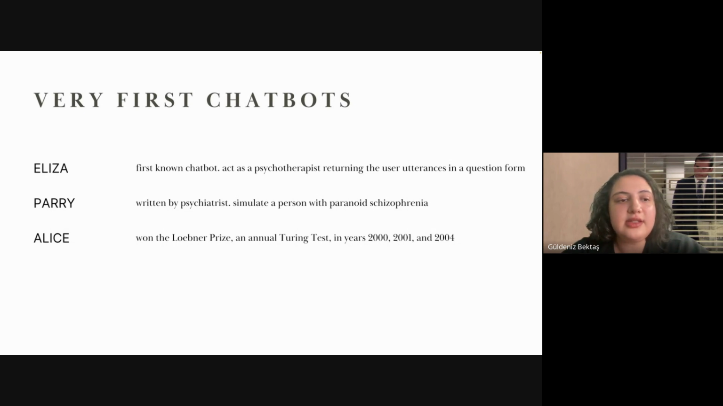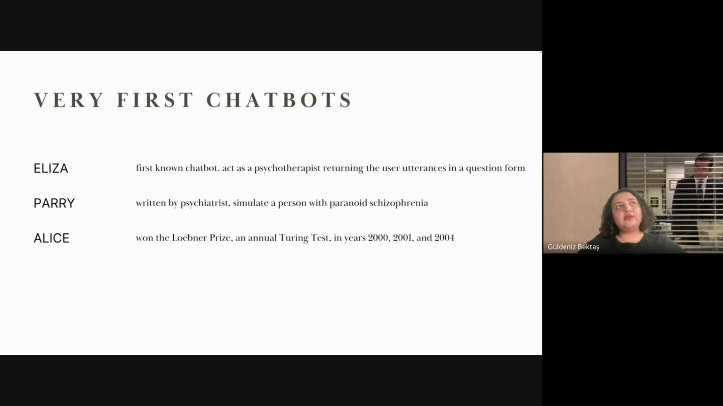And the very first chatbot was Eliza. Eliza's mission was to act as a psychotherapist, returning the user utterances in a question form. Eliza used simple pattern matching and a template-based response mechanism. Its conversational ability was not good, but it was enough to confuse people at a time when they were not used to interacting with computers.